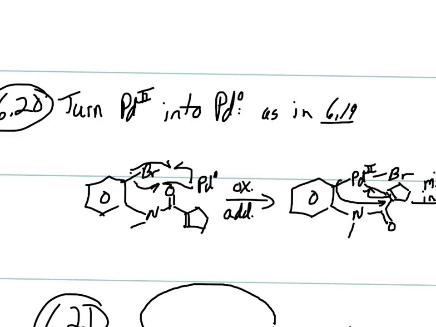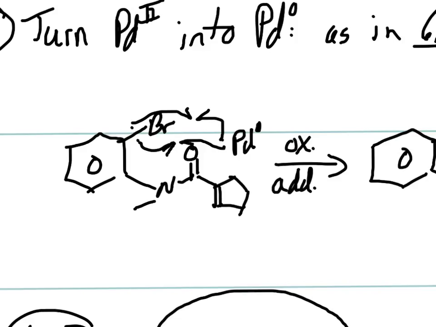So 6.20. Again, you're going to want to turn palladium 2 into palladium 0, just like we did before. There's some triethylamine in this case as well. So now once we have our palladium 0, you can do your oxidative addition.